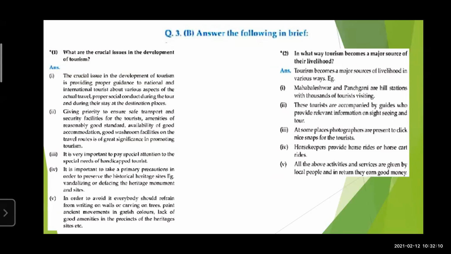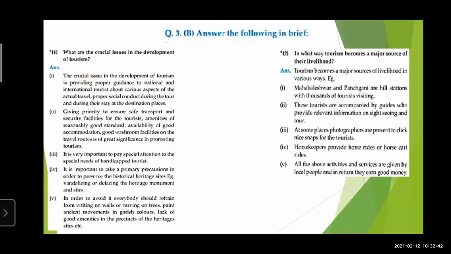It is very important to pay special attention to the special needs of handicapped tourists. It is important to take primary precautions in order to preserve historical heritage sites, for example against vandalizing or defacing heritage monuments and sites. Fifth point is, in order to avoid it, everybody should refrain from writing on walls or carving on trees, or painting ancient monuments in garish colors, lack of good amenities, and so on at the heritage sites, etc.